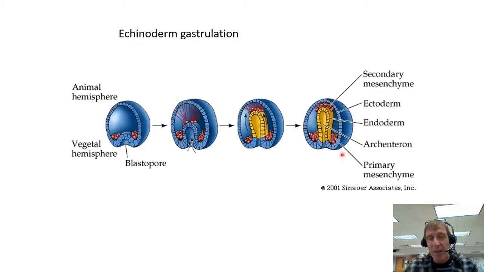That's more or less what's happening in gastrulation. You start to have the basic body plan of the adult. You've got all the germ layers you need, and you're good to go. So echinoderms, gastrulation is pretty simple.